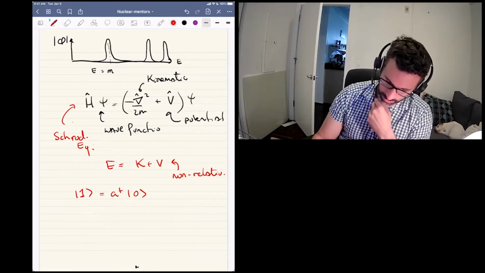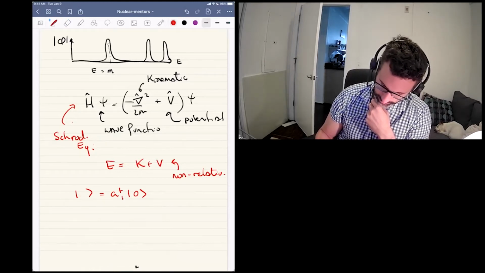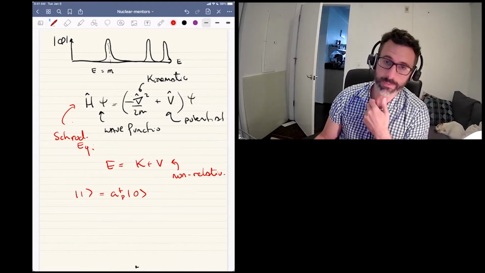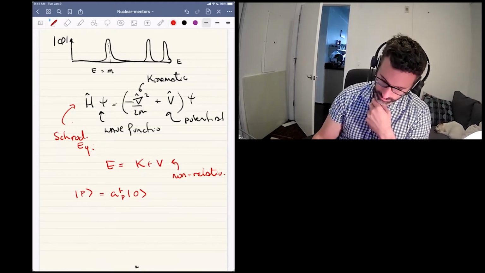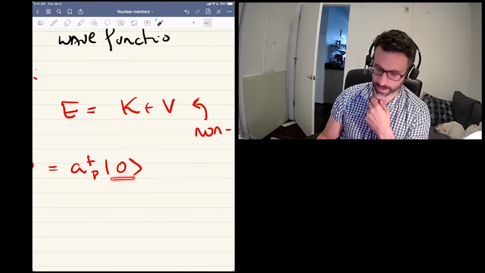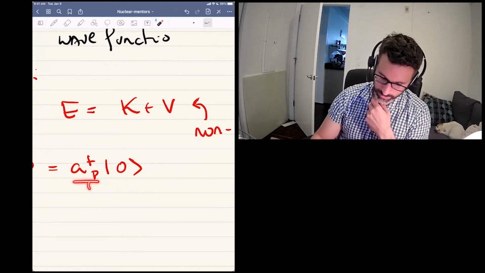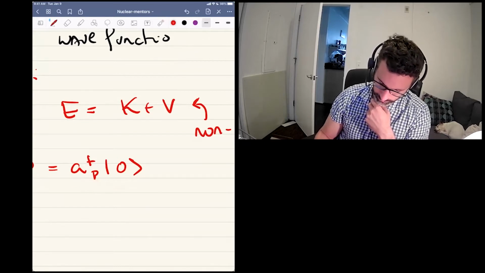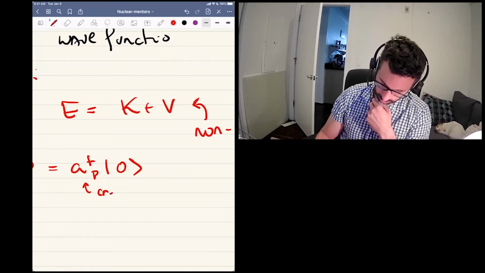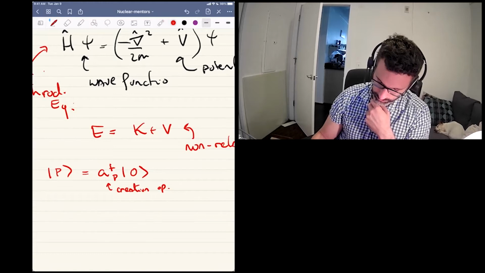You're saying I can create a particle with some momentum out of the vacuum using the A dagger operator. That's absolutely true, right? This is a vacuum, which is the state that has no particles present in it. And I can create particles by using creation operators. So it's a creation operator, for a single particle.